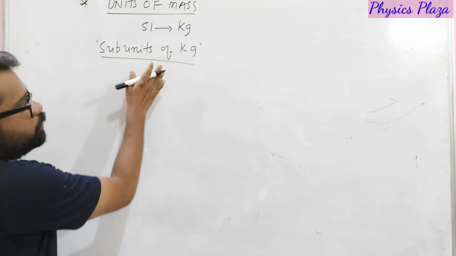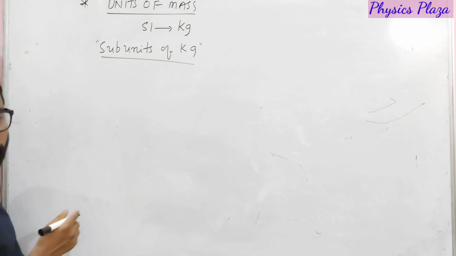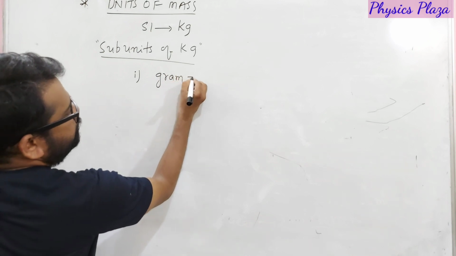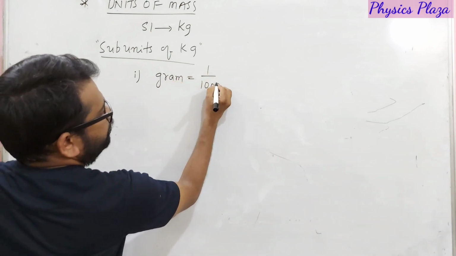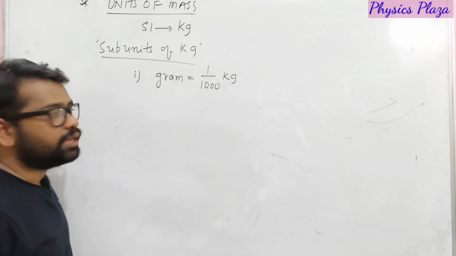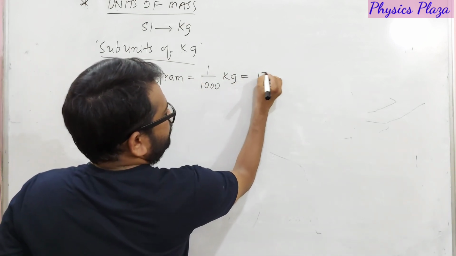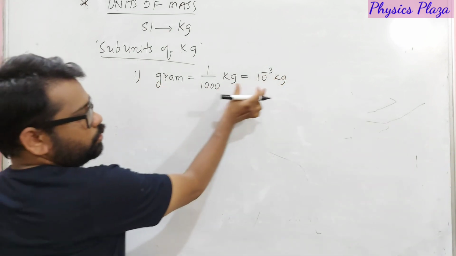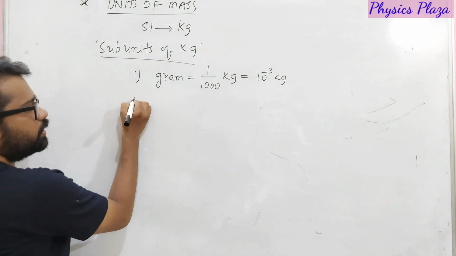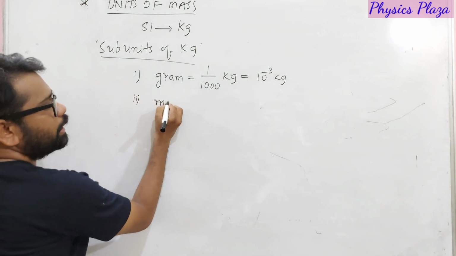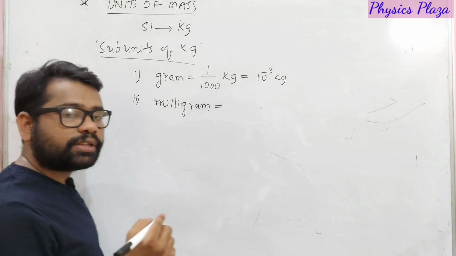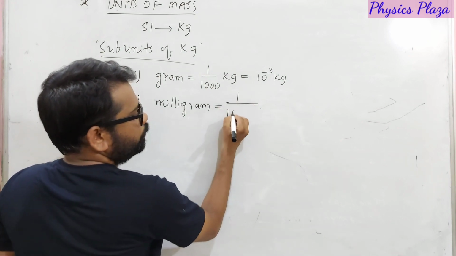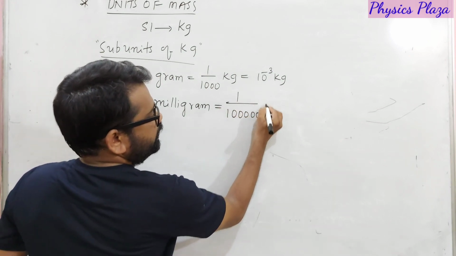Under these subunits of kg, the first one we will be learning is a gram. Children, gram is actually 1/1000th part of kg. This we can write as 10 power minus 3 kg. So 1 gram is equal to 10 to the power of minus 3 kg. And the second one we will be using is milligram. Milligram is actually 1/millionth part of kg, that is 10 to the power of minus 6 kg.